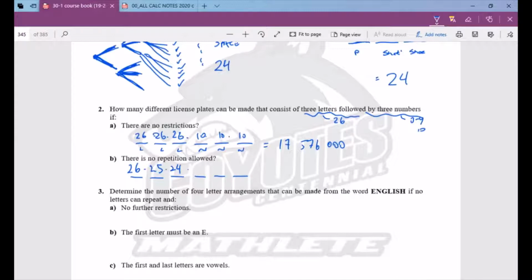Times, now for our digits, we have 0 through 9, so we have 10 digits to start with. Once we've picked a digit, then we only have 9 for that next spot, and then for our last spot, we have 8 choices. When we multiply this together, this ends up being 11,232,000.